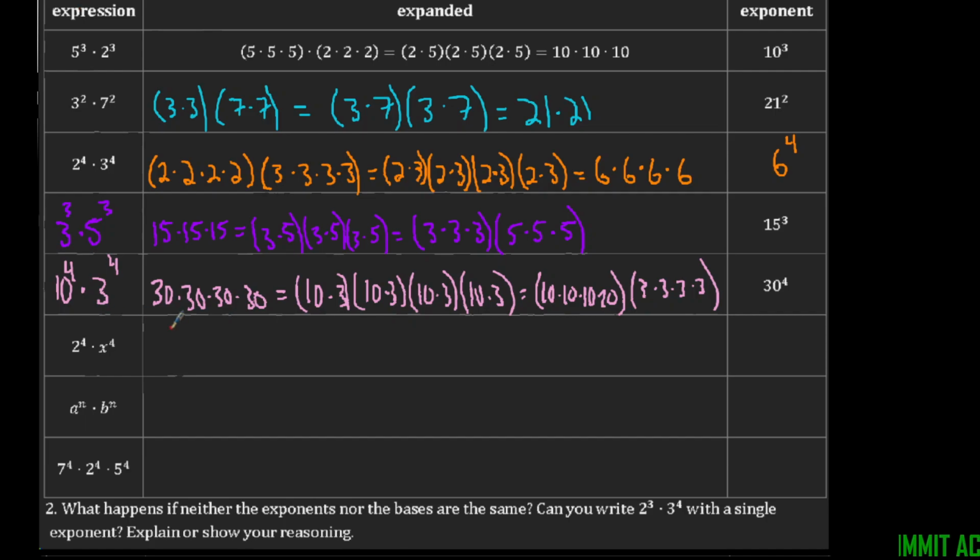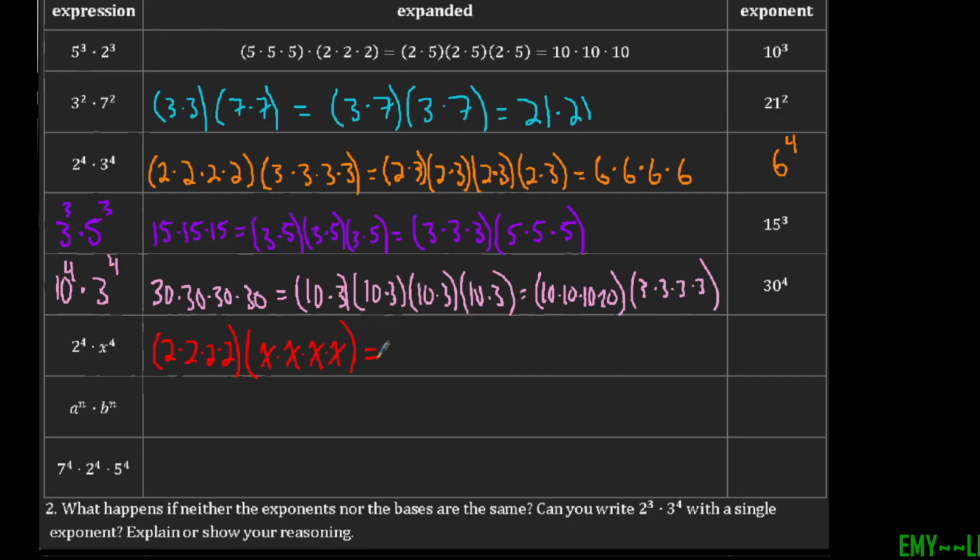Moving on to the next one, I can say I have 2 to the fourth power times x to the fourth power. So what's this one going to look like? Well, let's expand it out. So we have 2 times 2 times 2 times 2 times x times x times x times x. So make sure it's working just like a normal integer would, but we don't know what the x value is, so we're just trying to do that general form.